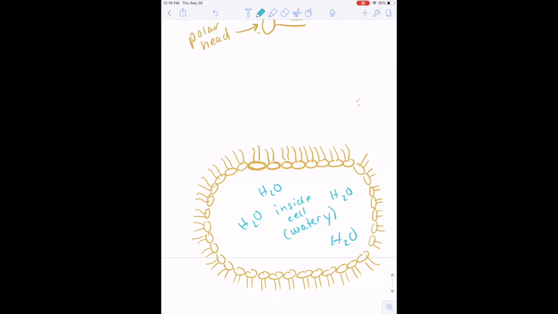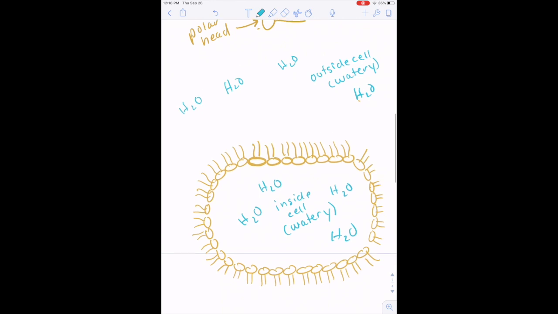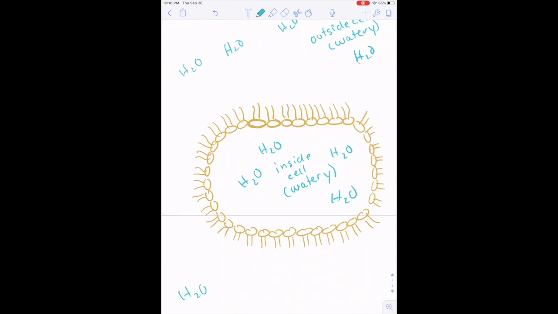All right, but there's a problem still. Outside the cell, the cellular environment is also very watery. There is a crap ton of water outside the cell. There's water everywhere. And those hydrophobic tails are like, get me out of here. I'm miserable. I can't be near water. This is making me miserable. There is a solution. This problem has a solution because we have cell membranes.